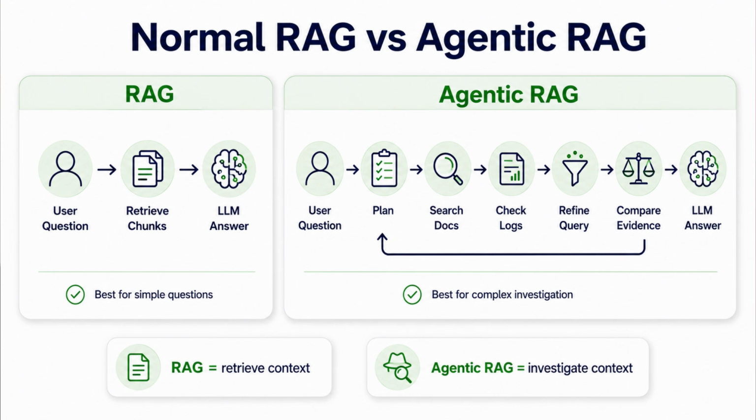So agentic RAG is a more active form of RAG where an agent controls the retrieval process instead of doing one search. So the agent can plan what information is needed, search multiple sources, refine the query, call different tools, compare the results, and decide whether this information is enough to answer or not.